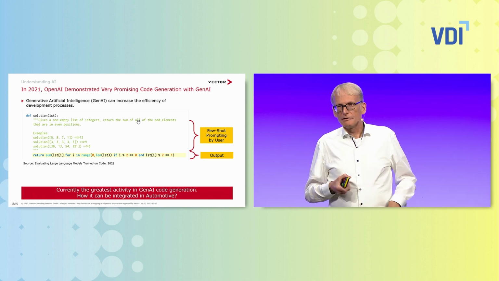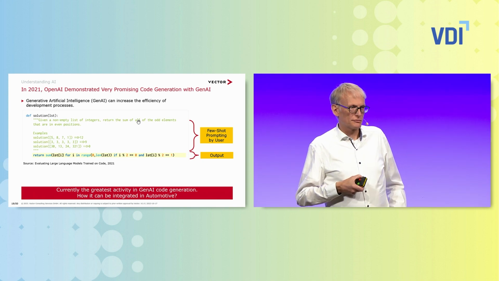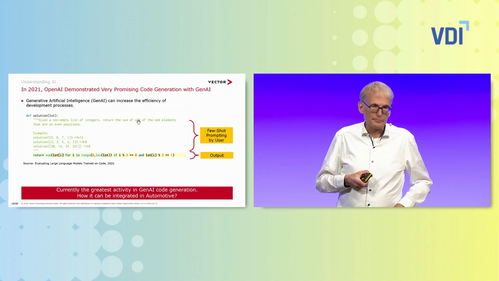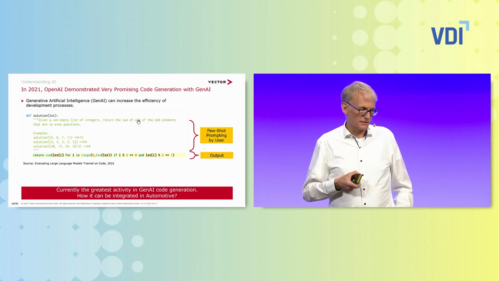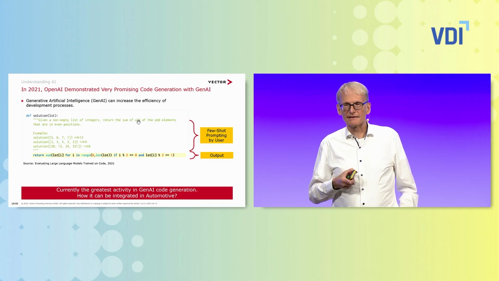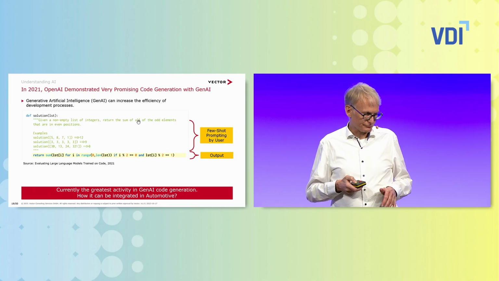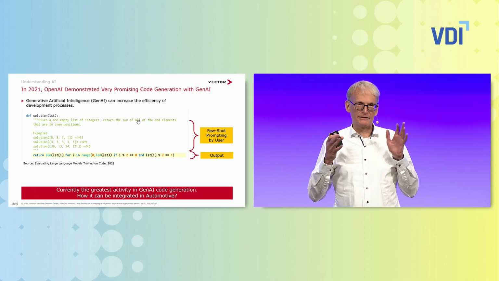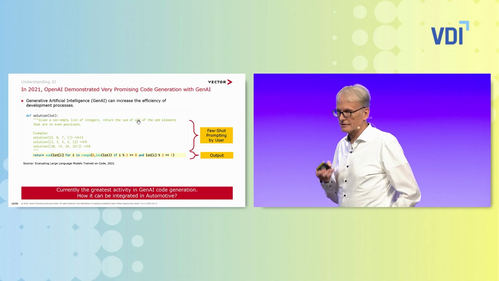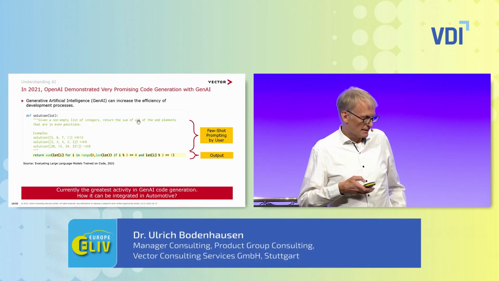So now let's go back to code generation today. So in 2021, OpenAI published the paper that started it all. They said, okay, with this prompting, we can do excellent code generation. So you put in a prompt, a natural language statement, and you actually get really good code out of it.